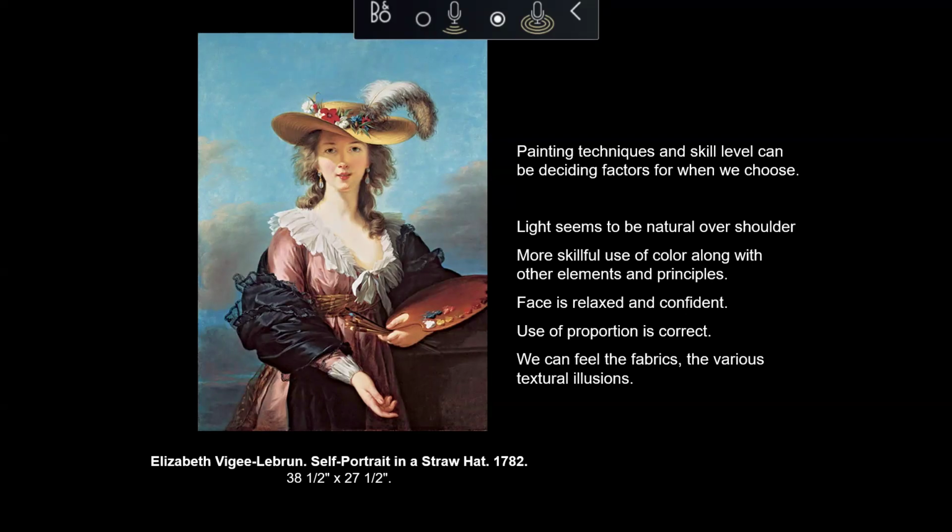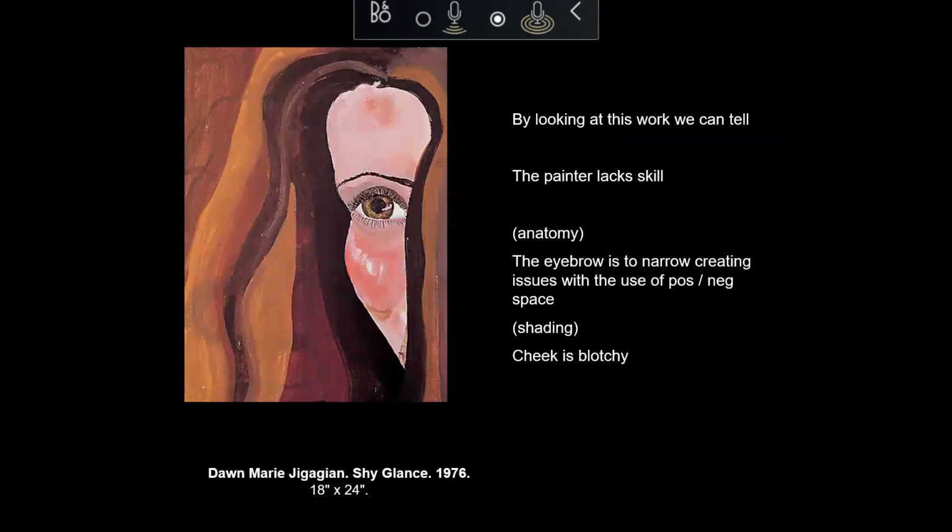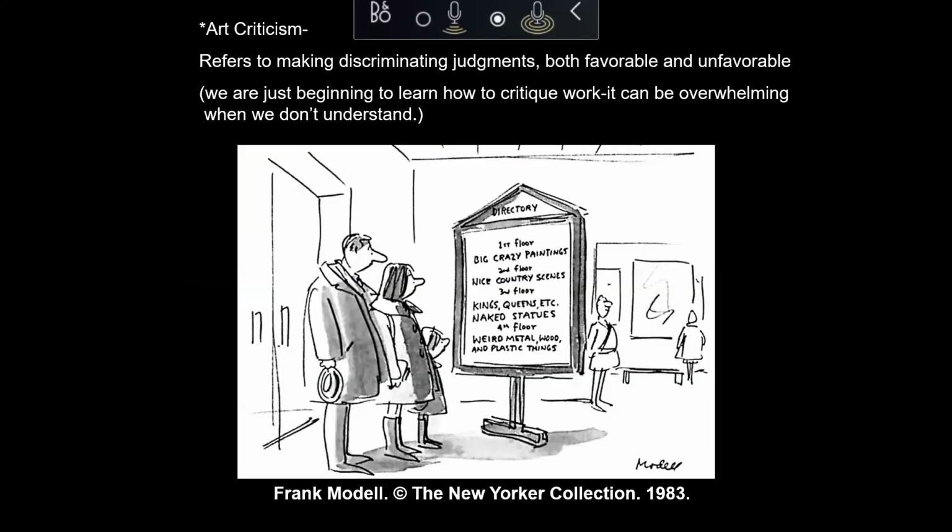But in the world of art, this art in 1782 is no more important or less important than this work that we see here with Shy Glance of 1976. It's a different time, different taste, different preference, and use of the technologies. So we automatically criticize. We place discriminating judgments on everything because that's a survival trait that we have, right? And so it can be favorable, it can be unfavorable.